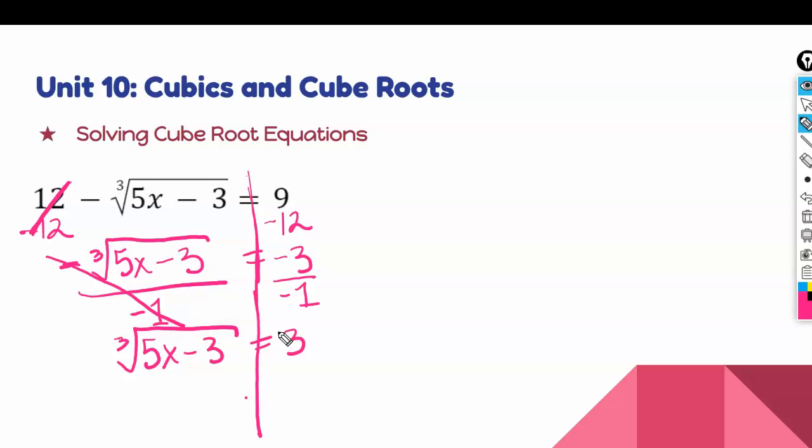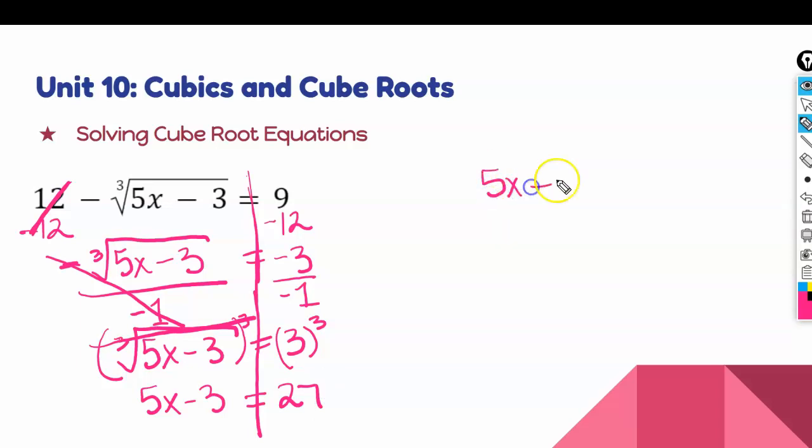Okay, and now to get rid of a cube root, I have to do the opposite of a cube root, which we just talked about in the previous problems. It's a cubic. The parentheses with the 3 up there. That's going to take this away. So I've got 5x minus 3 equals 3 to the 3rd power. If you use the calculator, that is 27. I'm just going to move this over here so we have more space. I'm continuing because we're not done.